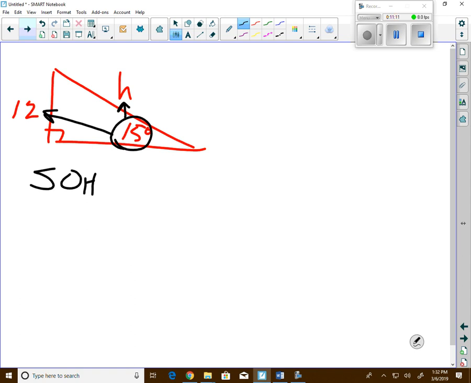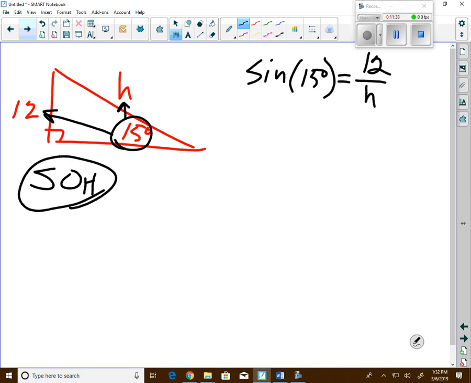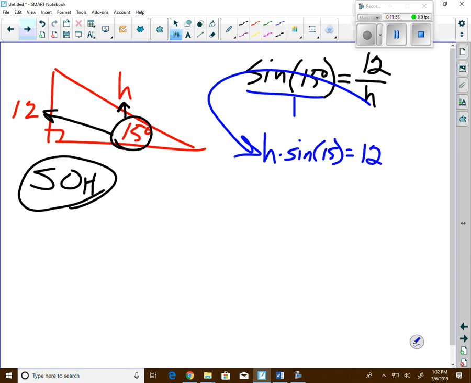Then we have, by our definition, sine of 15 degrees equals 12 over h, because it's opposite over hypotenuse. Sine, how did we define it? Sine is opposite over hypotenuse every time. Now we can make it a proportion. Cross multiply. H times the sine of 15 is 12.